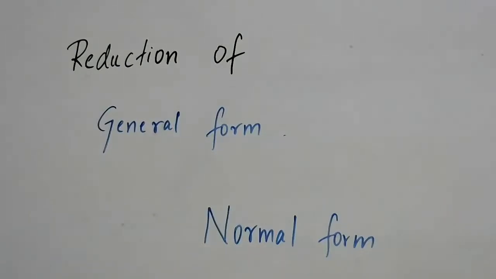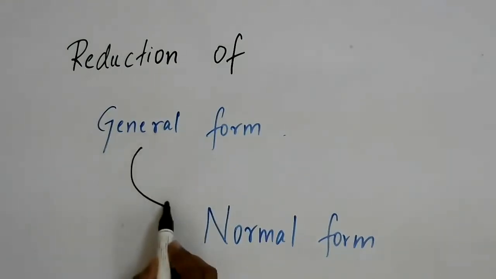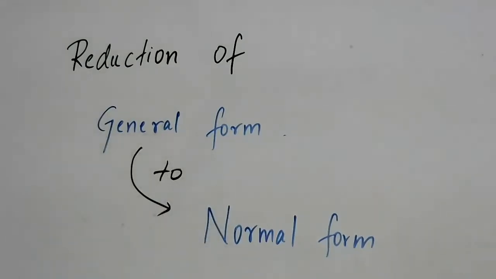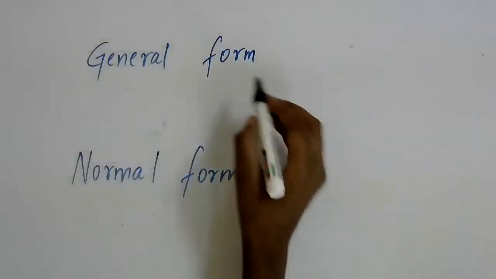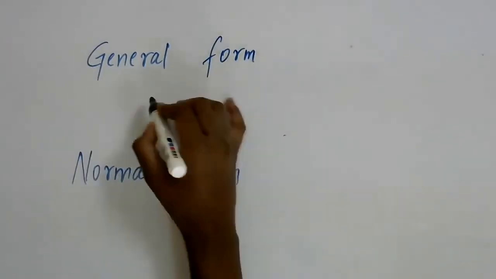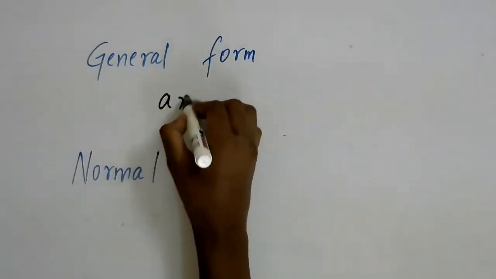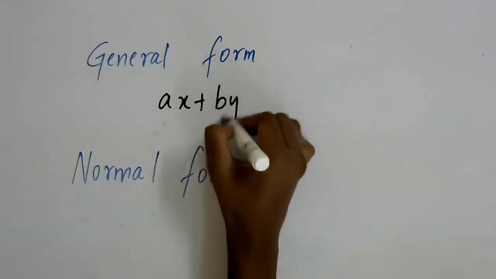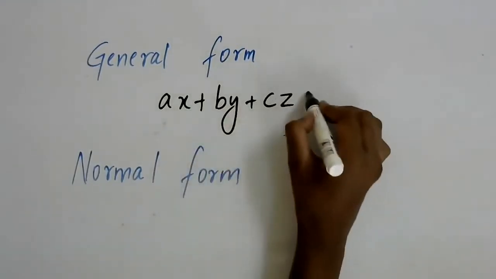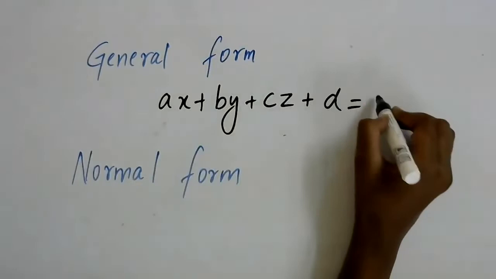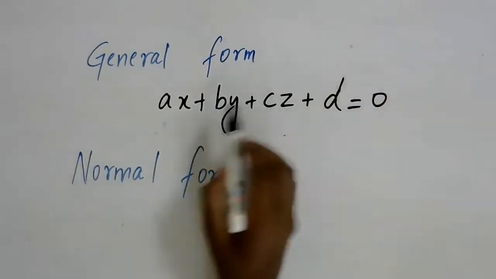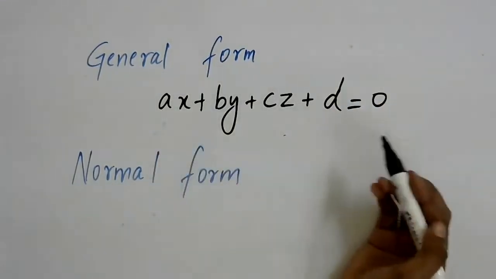Hello all. In this video we will be learning how to convert the general form of an equation to the normal form of an equation. In the first lecture we learned that the general equation of a plane can be written as ax plus by plus cz plus d is equal to 0, provided at least one of a, b, c is not equal to 0.